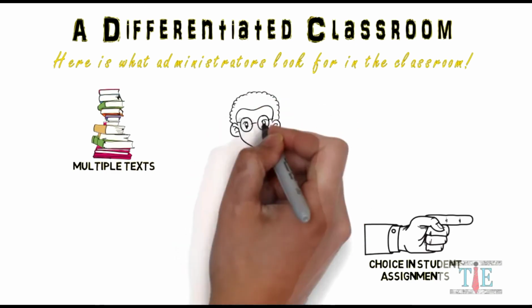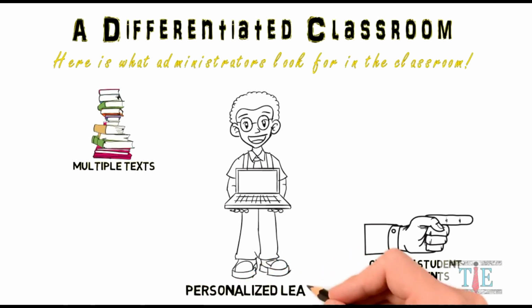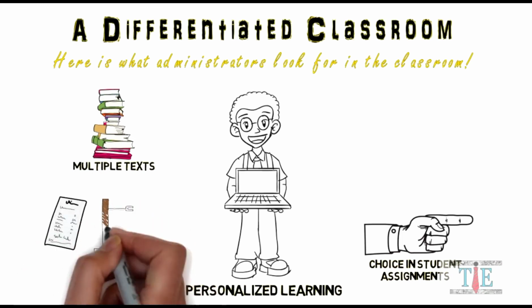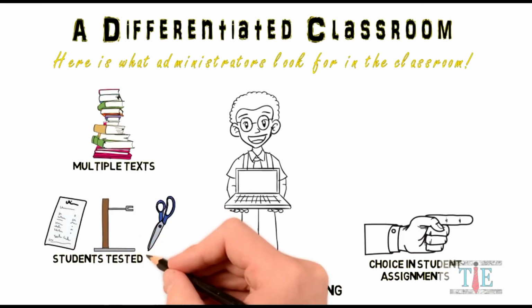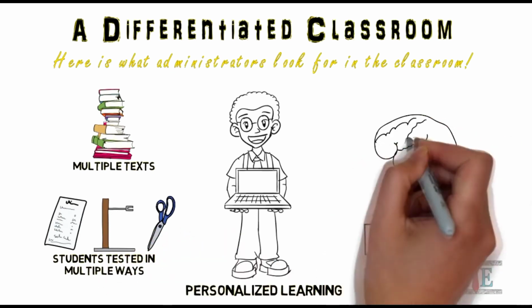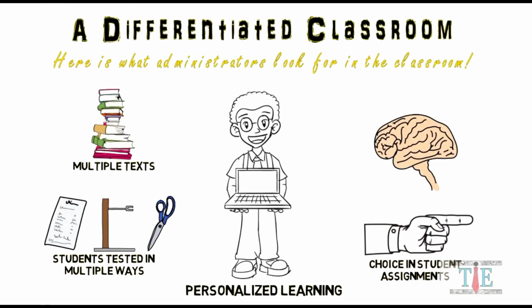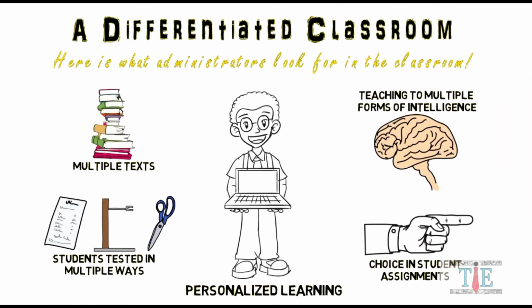When differentiating instruction, there should be an overall feel of students having their needs met, and that is through personalized learning. Administrators like to monitor students and teacher through assessments, and they will look to see if students are being assessed in a variety of ways. Lastly, administrators will look to take notice if there is an acknowledgement of student learning styles. There should be teaching to multiple forms of intelligence.